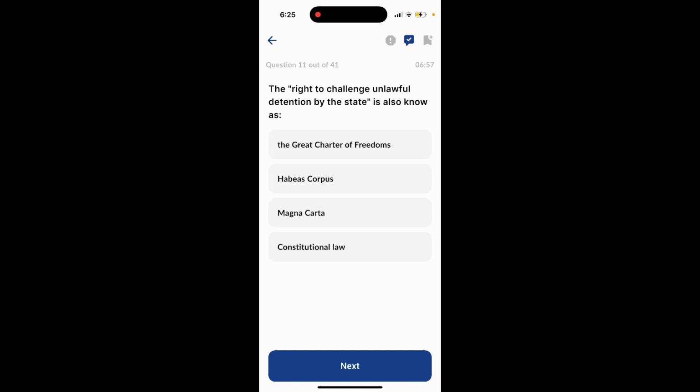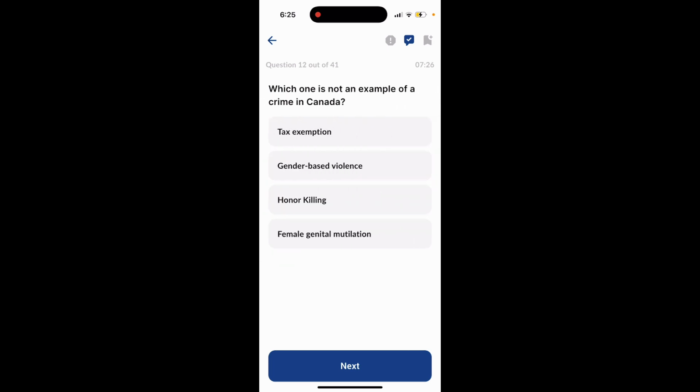The right to challenge unlawful detention by the state is also known as the Great Charter of Freedoms, habeas corpus, Magna Carta, constitutional law. The answer is habeas corpus. Which one is not an example of a crime in Canada? Tax exemption, gender-based violence, honor killing, female genital mutilation. The answer is option 1, tax exemption.